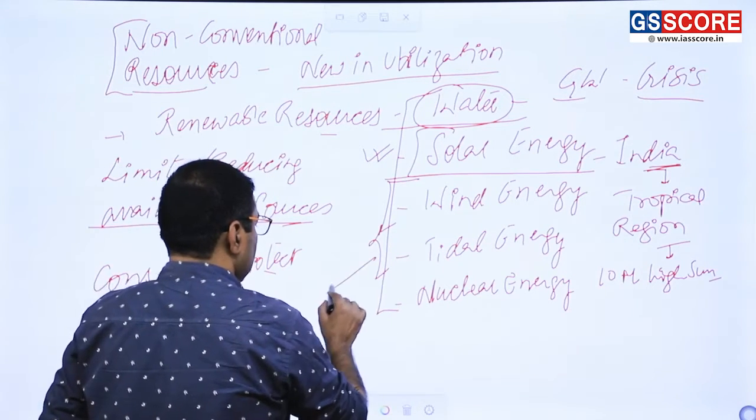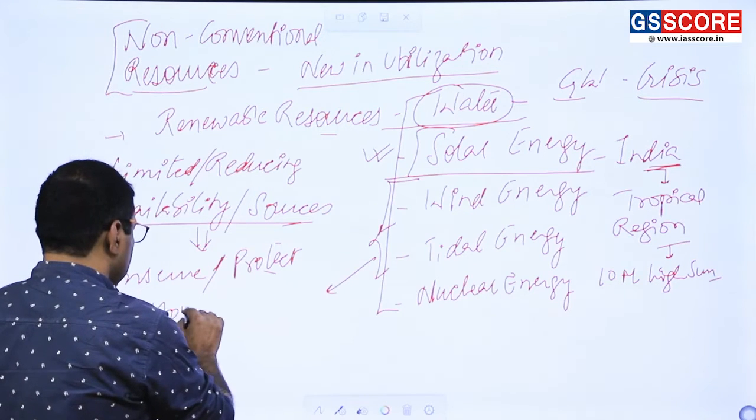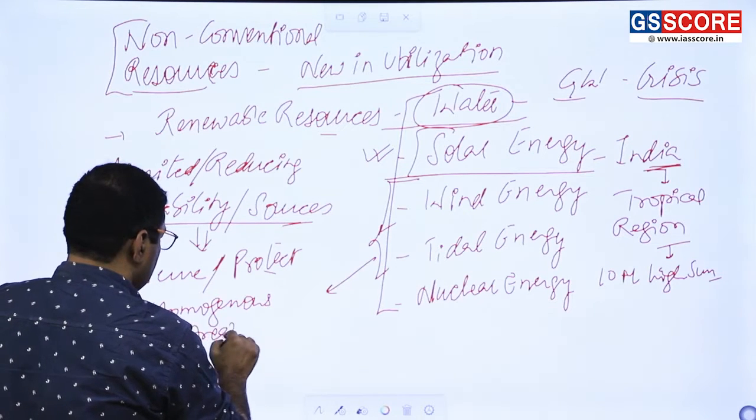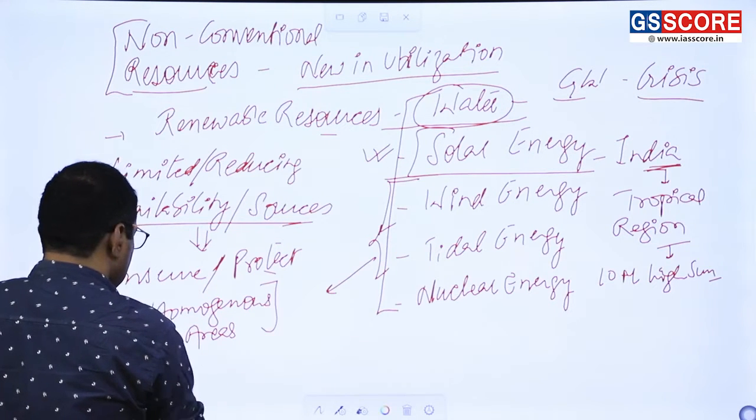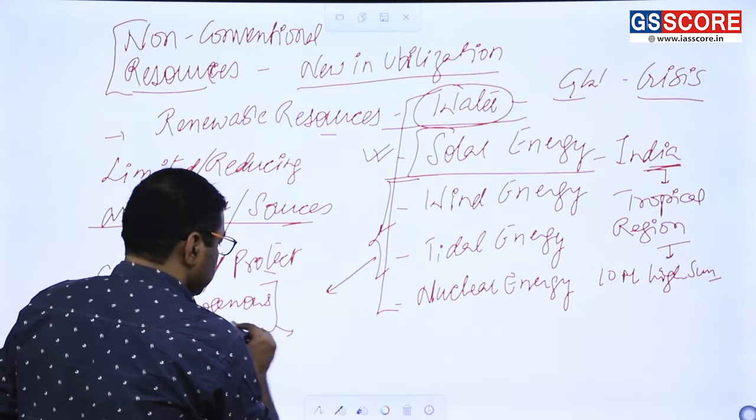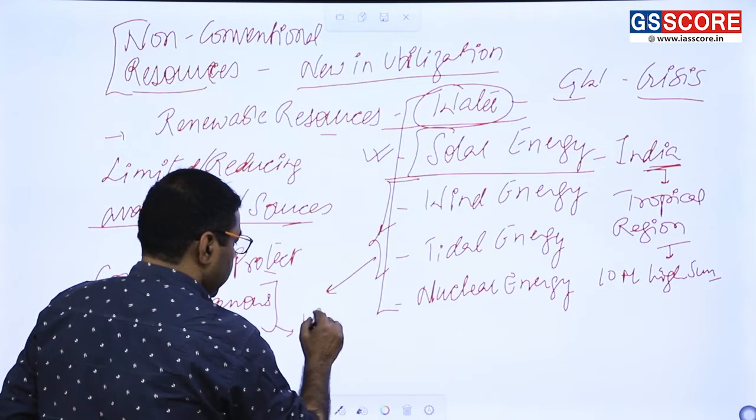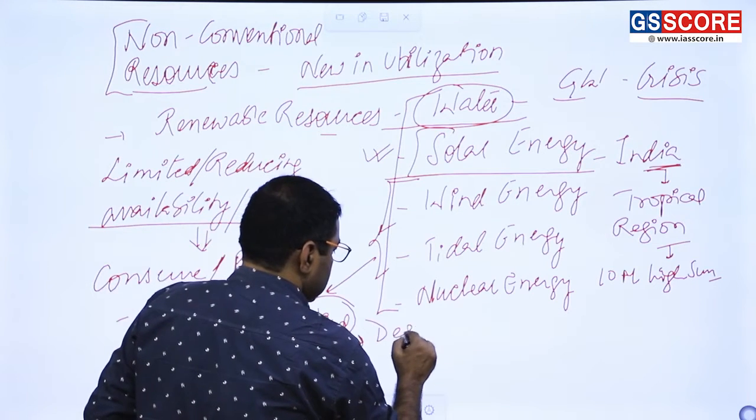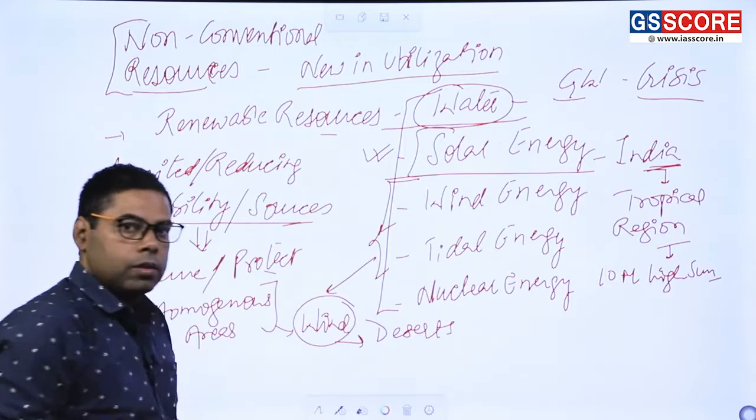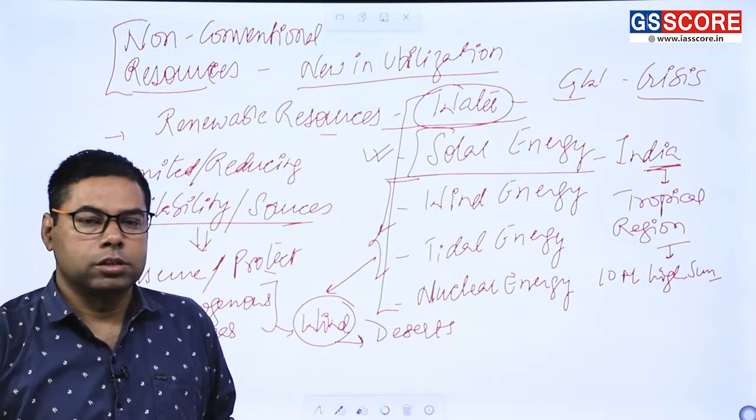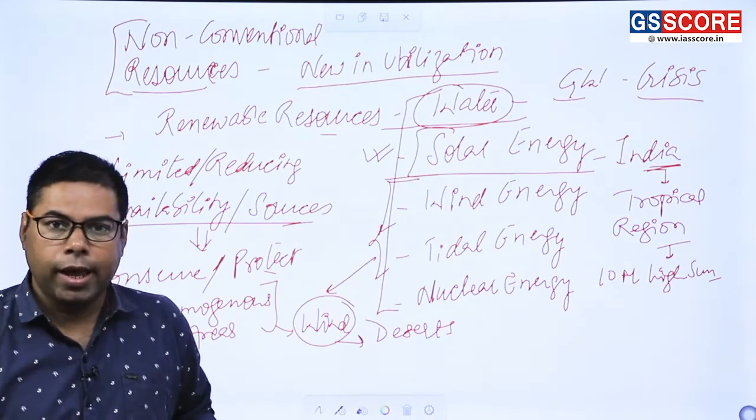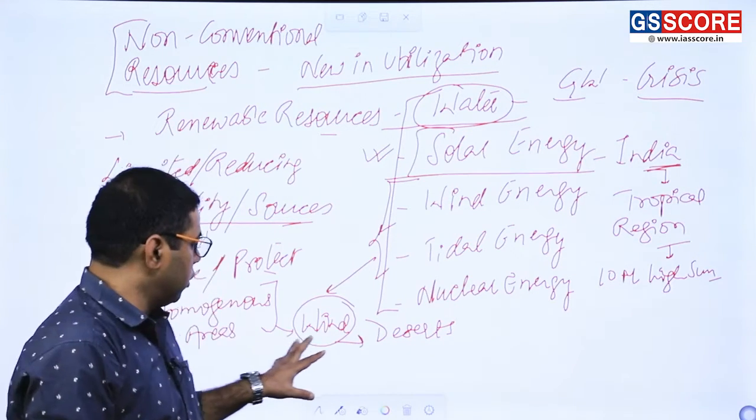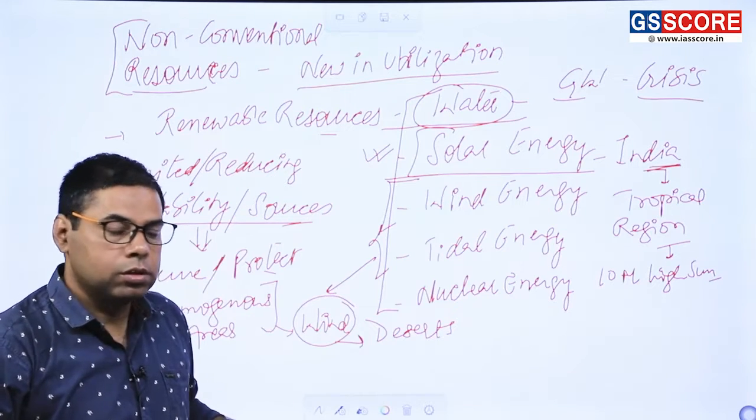Wind energy and tidal energy are highly localized, in particular areas. There is huge potential of wind energy in the deserts. Heavy wind blows in the desert, and we can harness that energy for productive use, right?